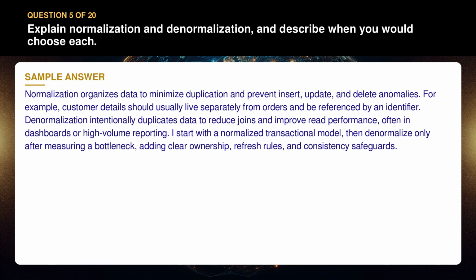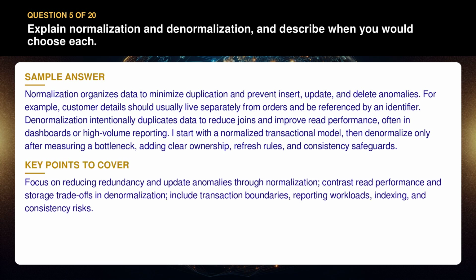I start with a normalized transactional model, then denormalize only after measuring a bottleneck, adding clear ownership, refresh rules, and consistency safeguards. Focus on reducing redundancy and update anomalies through normalization. Contrast read performance and storage trade-offs in denormalization. Include transaction boundaries, reporting workloads, indexing, and consistency risks.